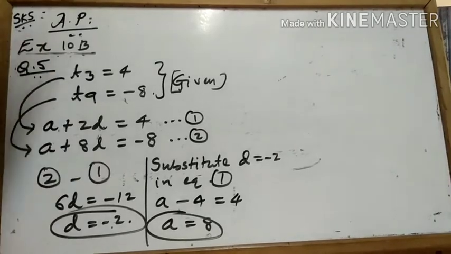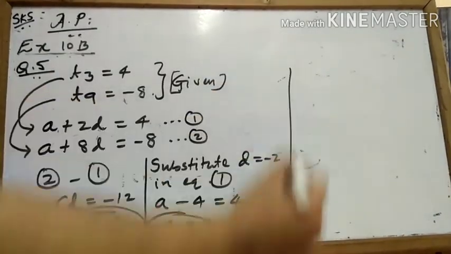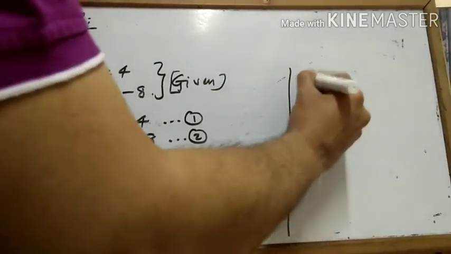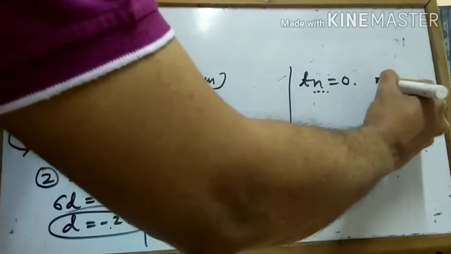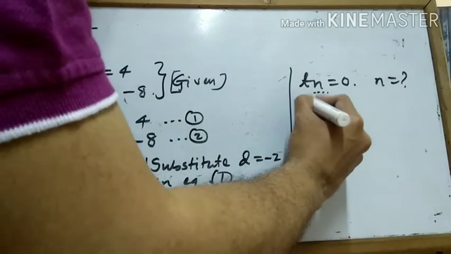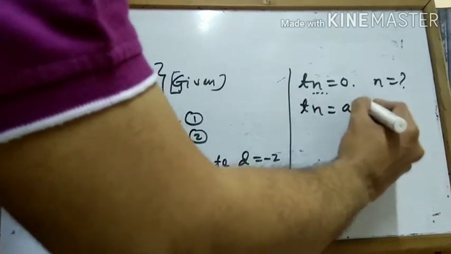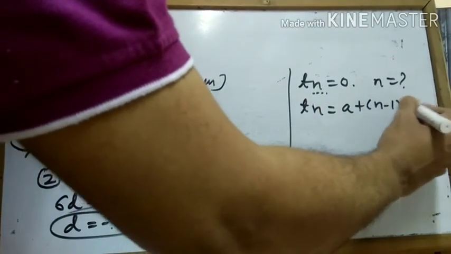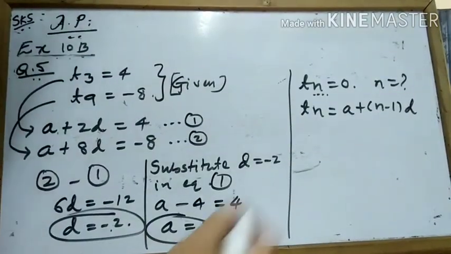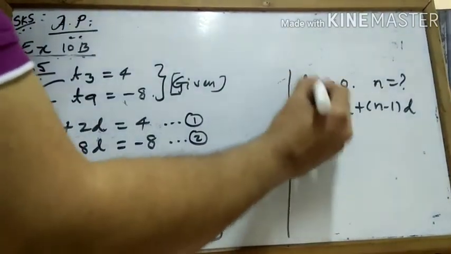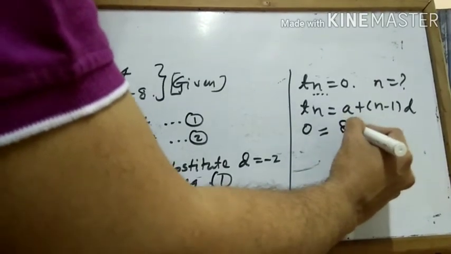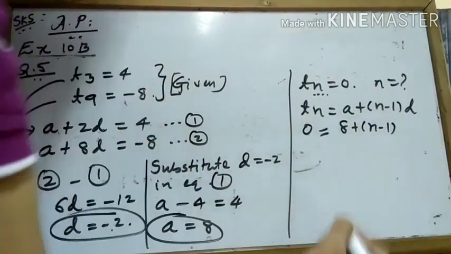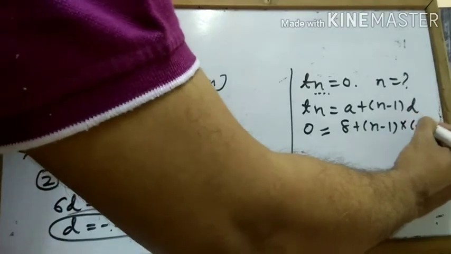Now they have asked for this AP, Tn is equal to 0. What is the value of n? They have asked n. And I know the formula, Tn is equal to A plus n minus 1 into D. Right now I don't know the value of n. Tn value I know as 0.